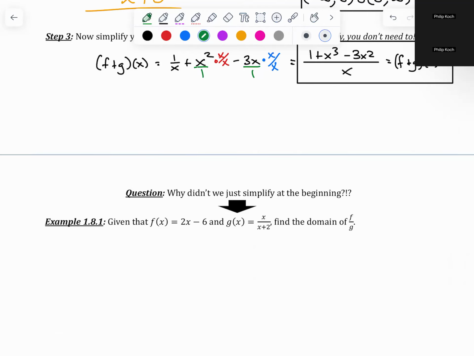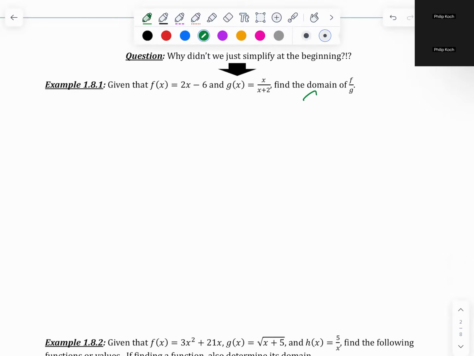I want you to make sure you save this whole right-hand side of the sheet, because we're going to need to write a note there. So f divided by g of x, by definition, is just exactly what you'd think it'd be. It's f of x divided by g of x. That's all it is. Nothing surprising, nothing scary there. It's exactly what you think it would be.